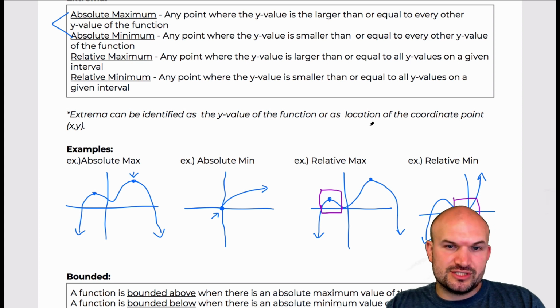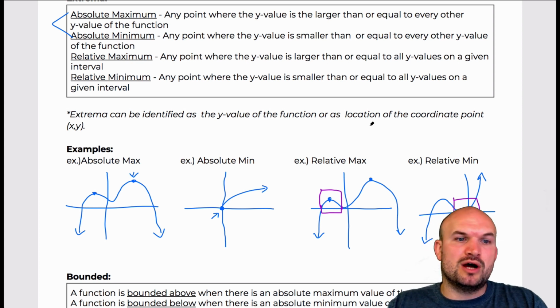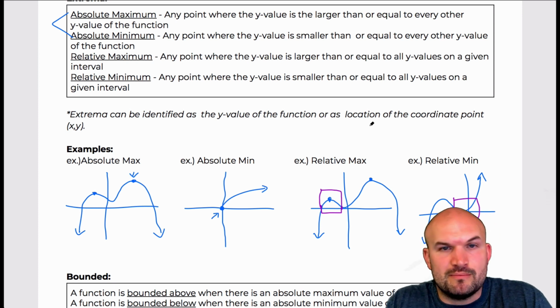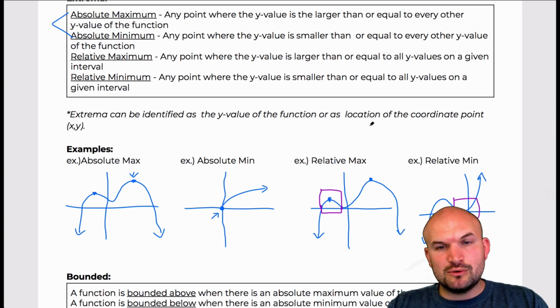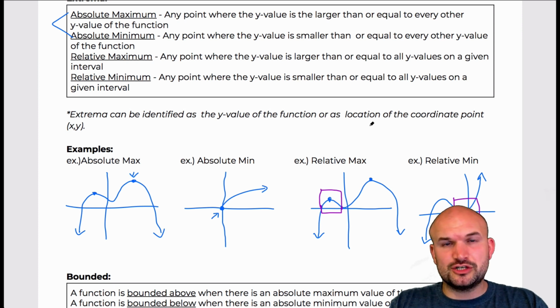So just make sure you understand the question, because a lot of times people get something wrong if we say where does it occur, and then they use the y value, or they say what is the value of the max, and they're using the x value. So just make sure that you understand the question and therefore you respond appropriately.